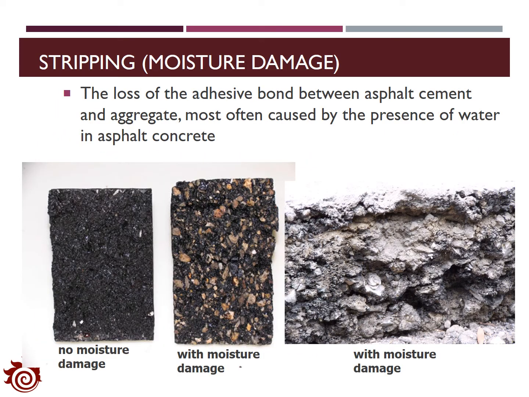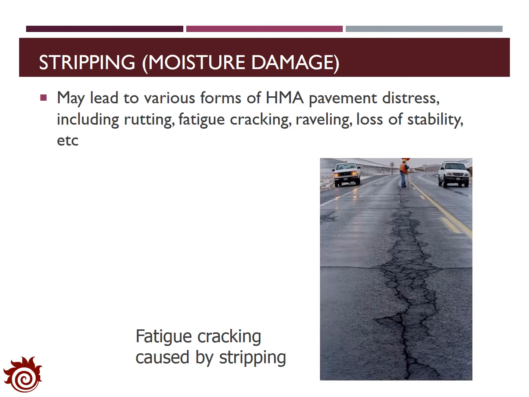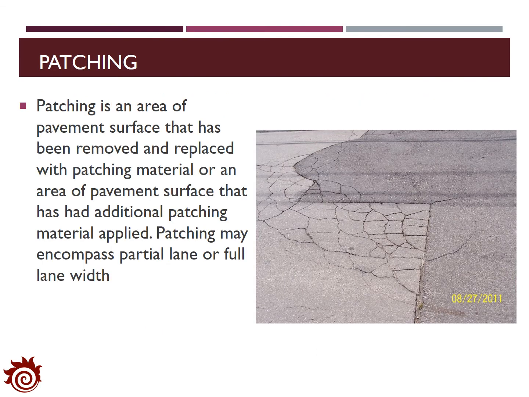Flexible pavement will also experience stripping, or we call it moisture damage. It's characterized by the loss of the adhesive bond between the asphalt cement and aggregate. Usually, this type of distress is caused by the presence of water in asphalt concrete. The figures below demonstrate asphalt concrete with moisture damage. Stripping is also related to many other types of distress in flexible pavement, such as rutting, fatigue cracking, raveling, and loss of stability. The last distress of flexible pavement that we will learn is patching.